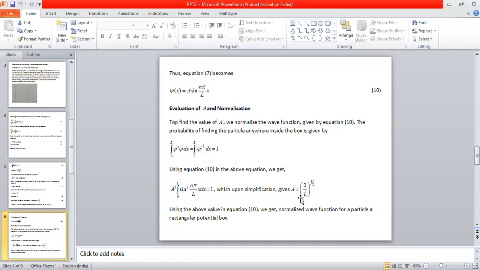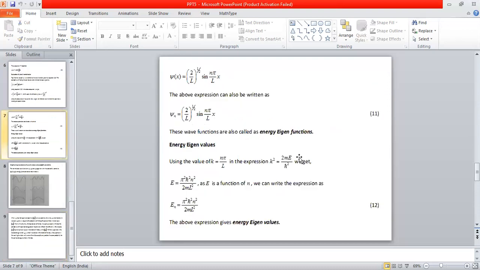Once you substitute the value of the normalization constant A back in the equation, we get the normalized wave function for the particle in the rectangular potential box. It is given by ψ(x) = (2/L)^(1/2) sin(nπx/L). Please observe that this wave function is a function of the quantum number n. If n keeps on changing, ψ also changes.